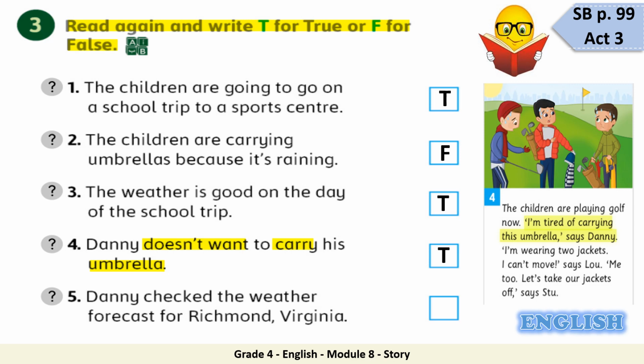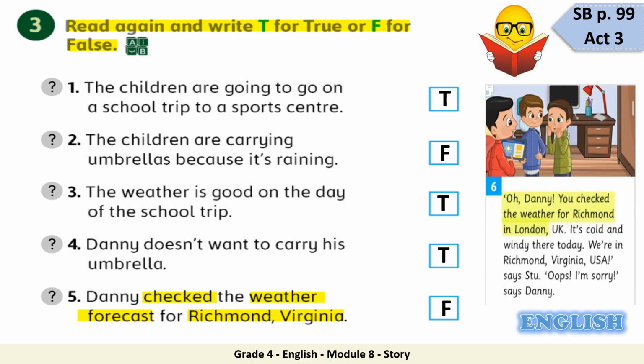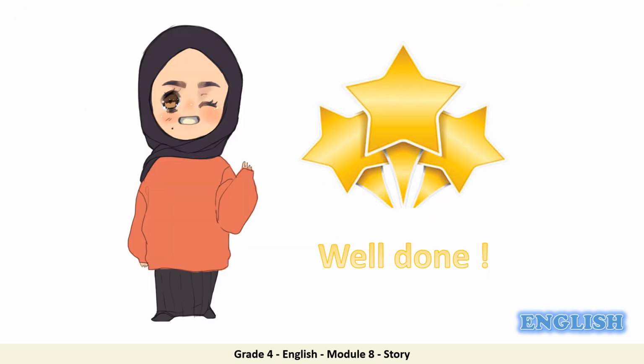And the last one, number 5. Danny checked the weather forecast for Richmond, Virginia. And here are the key words. What do you think? False. And here you can find the evidence. Oh, Danny, you checked the weather for Richmond in London. Well done, boys and girls.